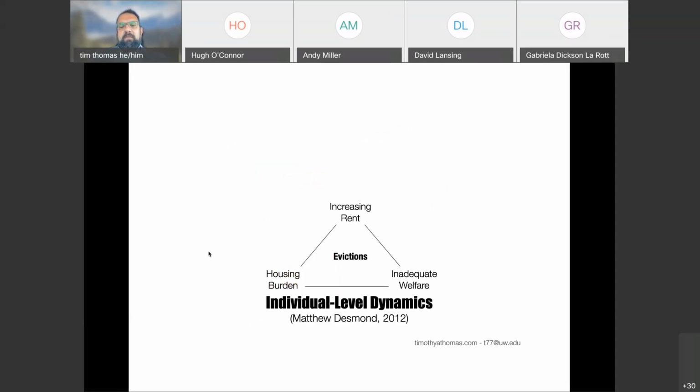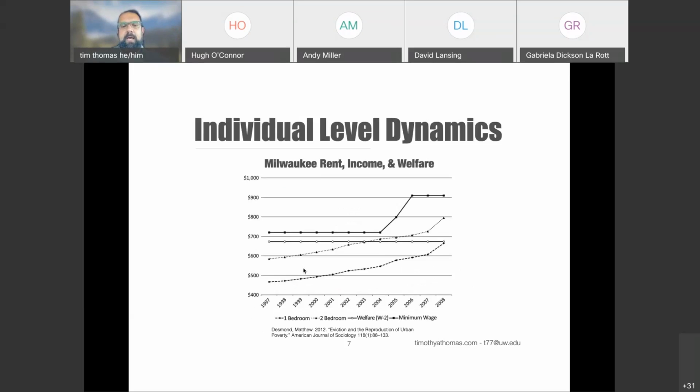But if we continue with this understanding of eviction, Matt Desmond wrote in 2012 that eviction falls at this intersection of housing burden, in other words, people paying more than 30% of their income to rent, increasing rents, and inadequate welfare systems. This leads to households not being able to pay rent even at minimum wage. So this graph, from a 2012 study in Milwaukee, shows that the welfare rate had not changed from 1997 to 2008, and the minimum wage slightly increased around 2004 to 2008. But as you can see, one-bedroom and two-bedroom homes are increasing at a rapid rate, even in low-income households. So this is one of the cruxes of the issue of eviction.